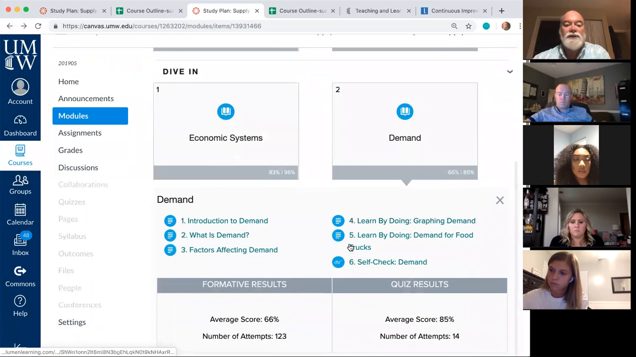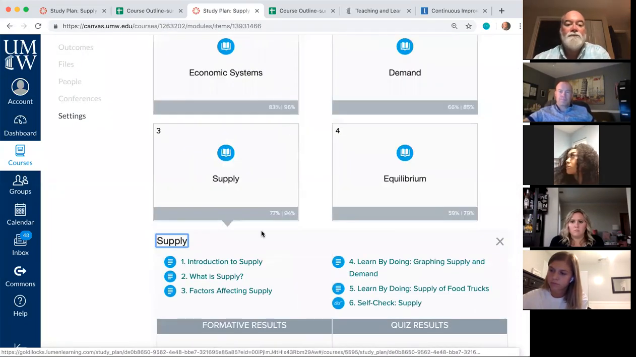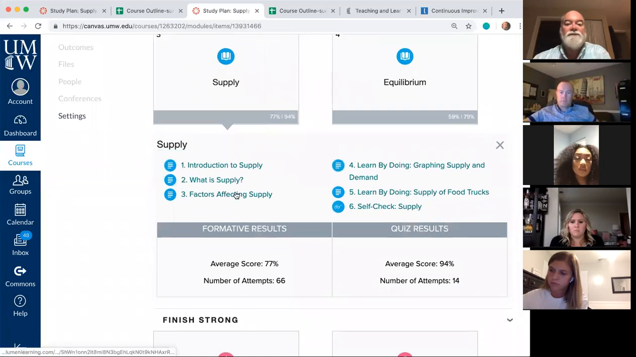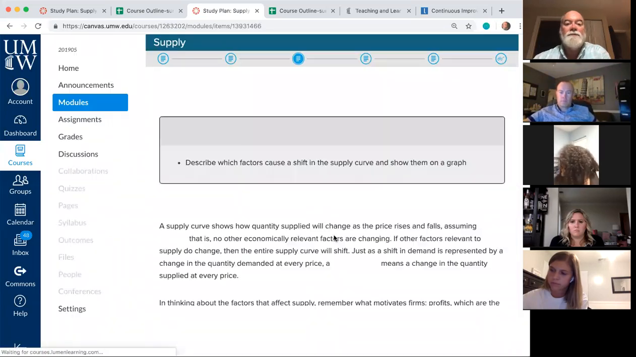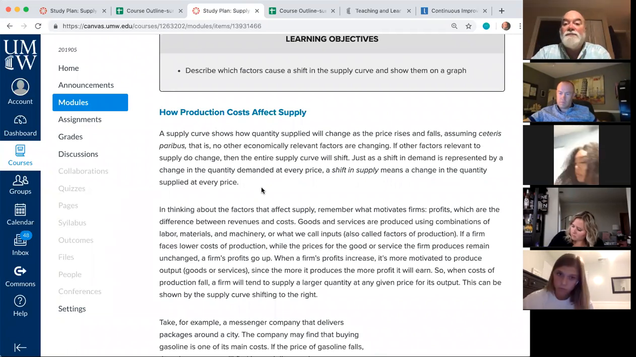Let me jump back to here. Factors affecting supply. Okay, number one, production costs. Okay, if something is more expensive to produce, then businesses are going to want to do one of two things. Either they're going to want to raise the price and maintain their profits, right?